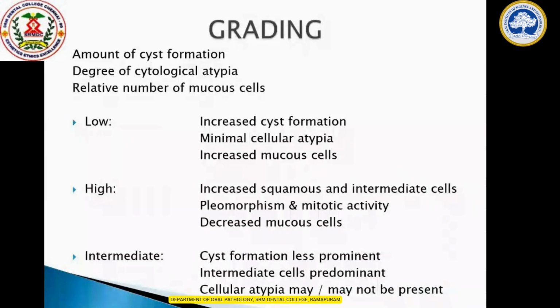Whereas the second type, which is the mixed type variety, you will see more intermediate and squamous cells. So a combination is going to be there. It is not going to show only the intermediate or only the squamous cells.